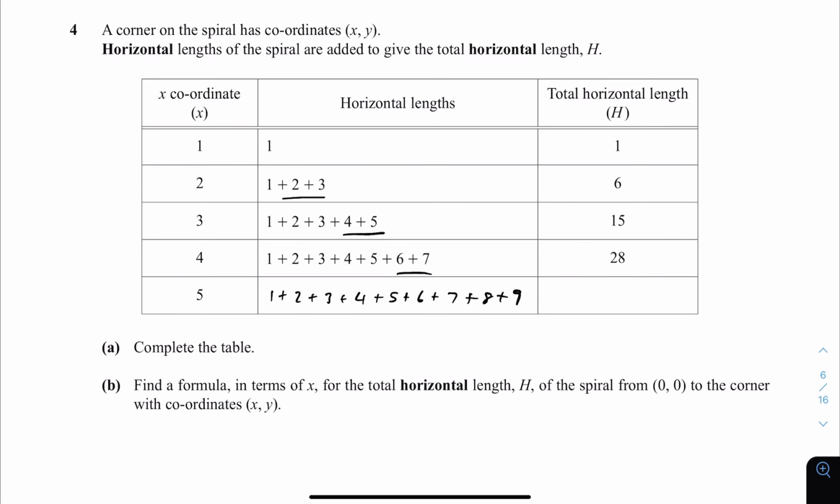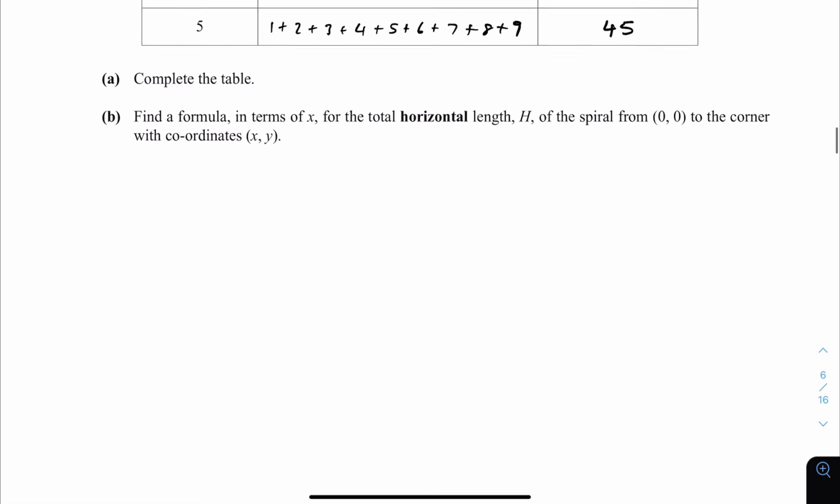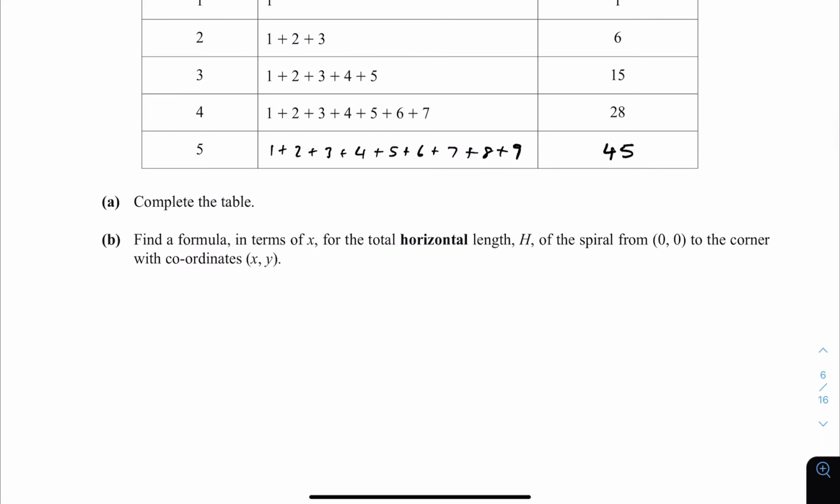So x coordinate 5 is going to have a total horizontal length of 28 plus 8 plus 9, which is equal to 45. Okay, I'm just going to get rid of this over here. All right, so find a formula in terms of x for the total horizontal length h of the spiral from 0, 0 to the corner with coordinates x, y.